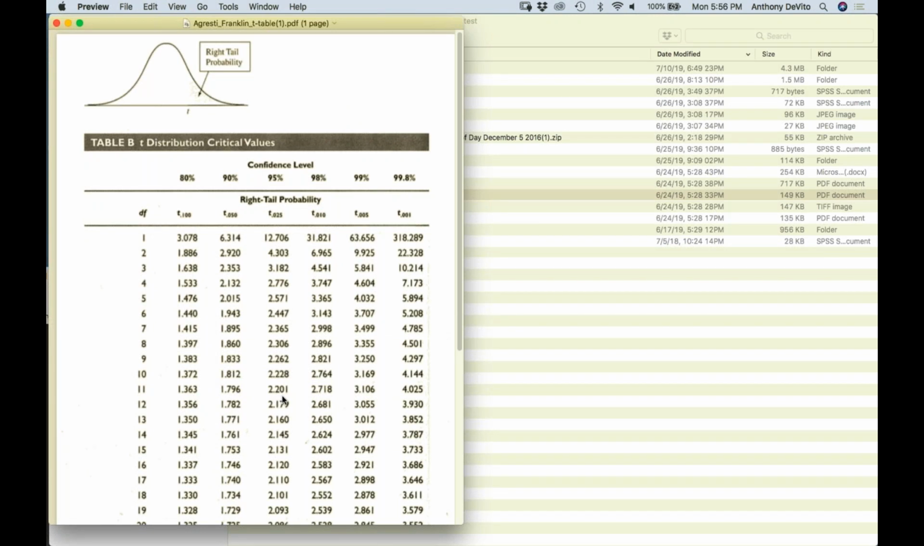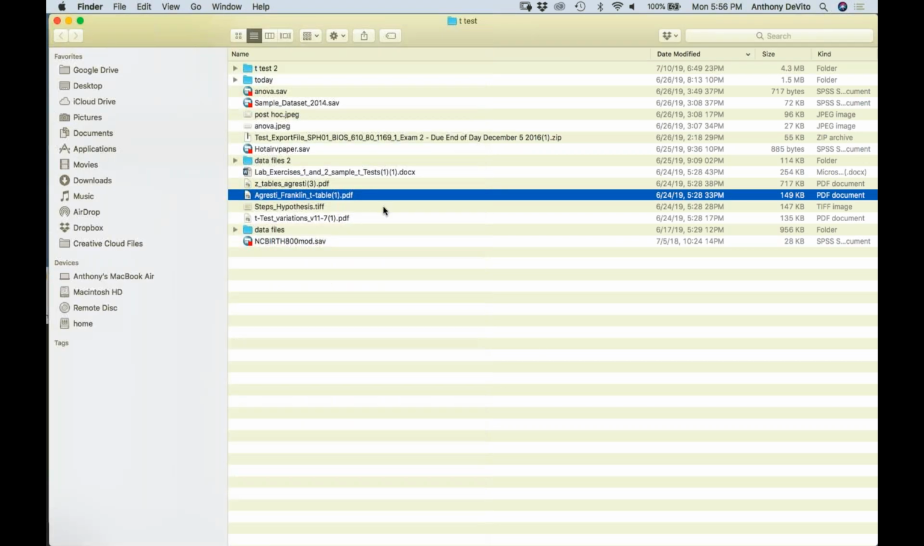Okay, 95% confidence interval, 2.201. Whoops, 10 degrees of freedom. 2.228, that's where we get our 2.228. And since that could be either on the left side of the distribution or the right side of the distribution, the right tail probability is shown here, then it would be negative or positive. Anything beyond that, negative or positive.